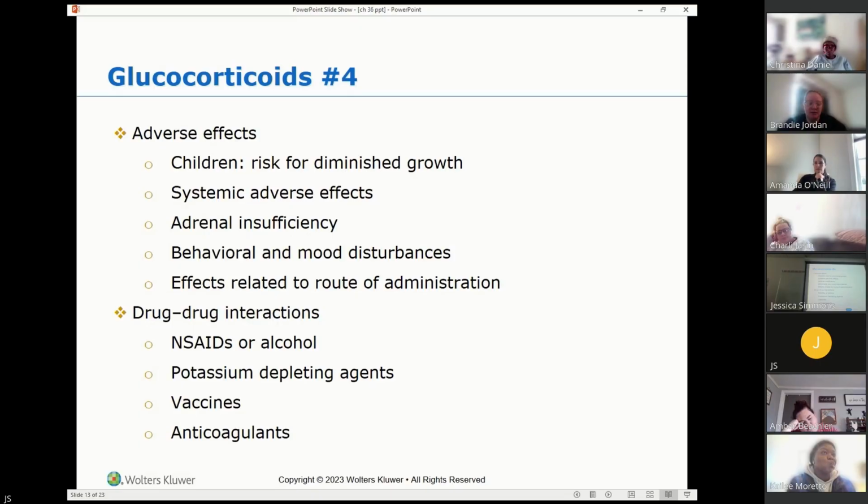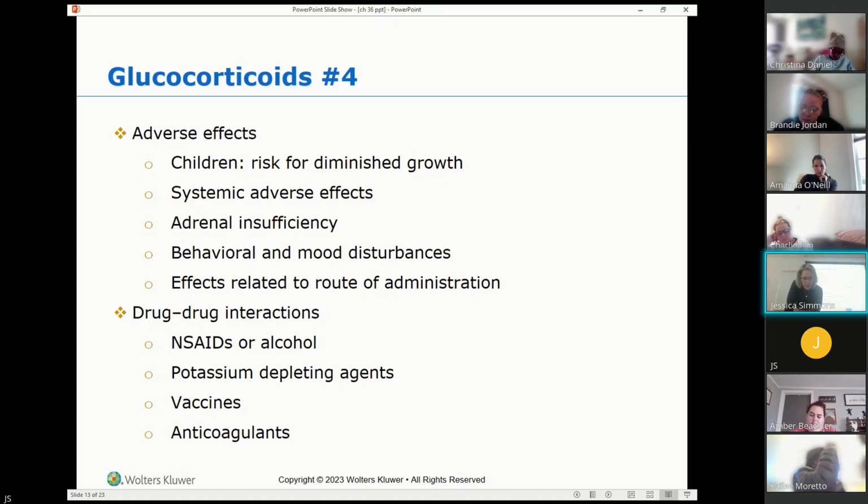For drug-to-drug interactions, you want to be careful when it comes to NSAIDs, alcohol use, potassium-depleting agents, vaccines, and anticoagulants. Why vaccines? Because of our suppressed immune system.